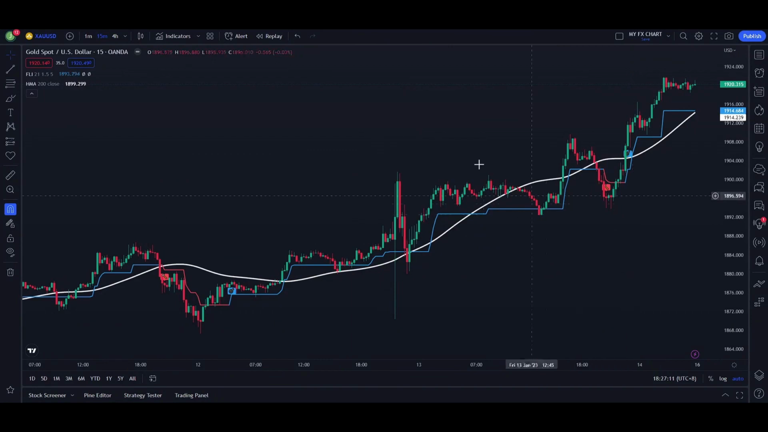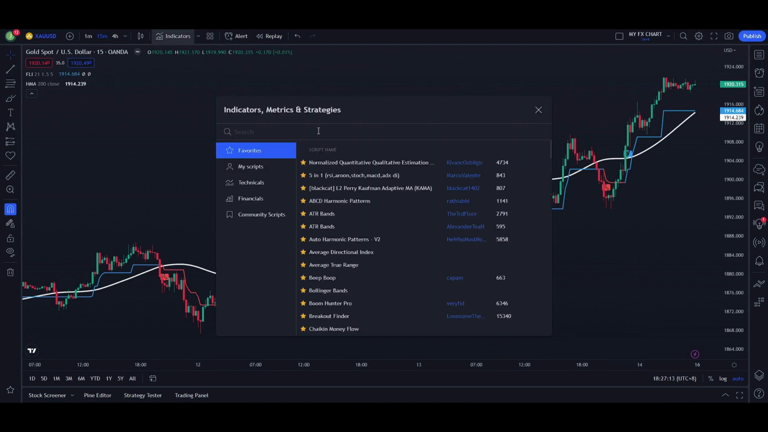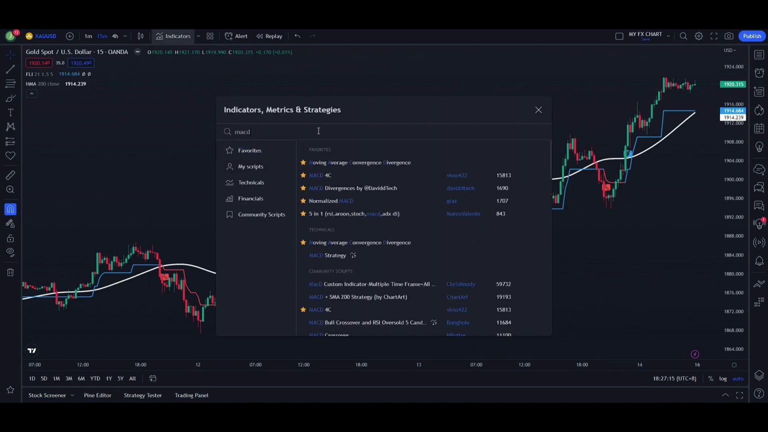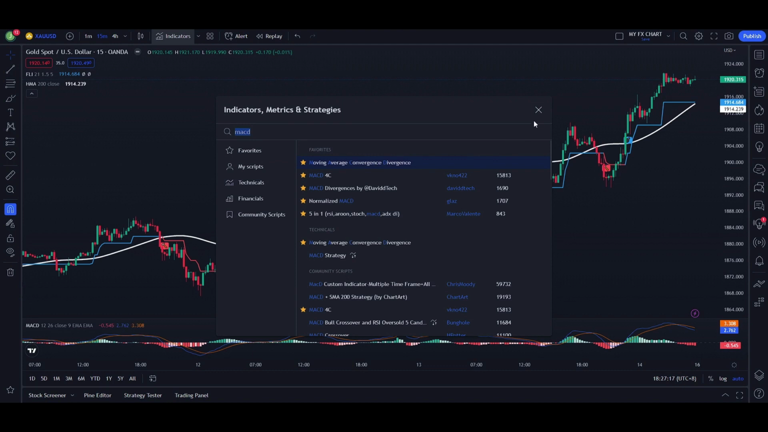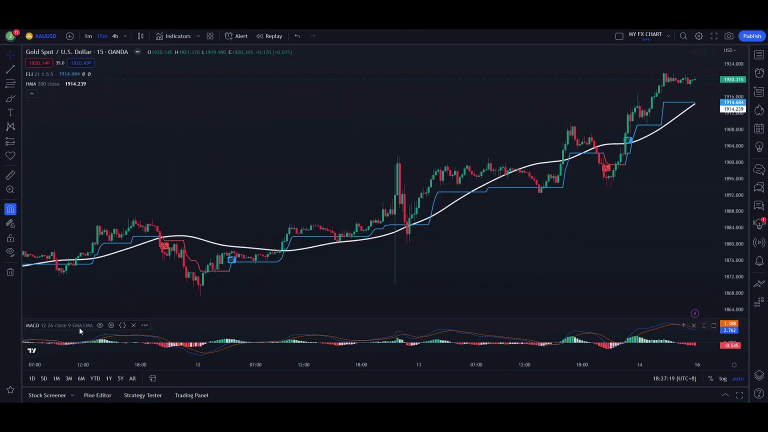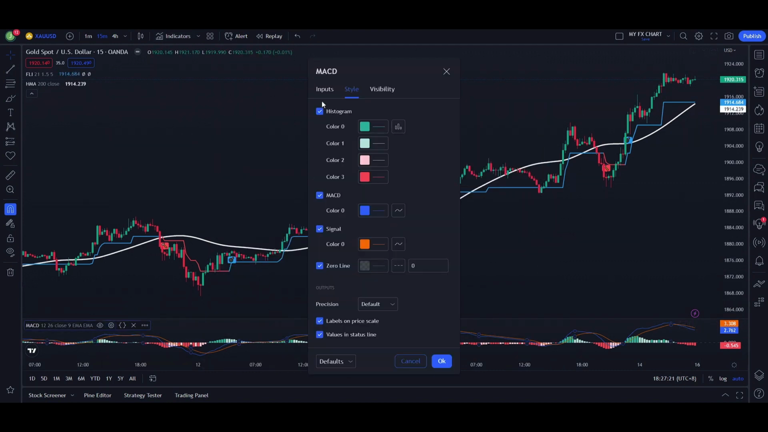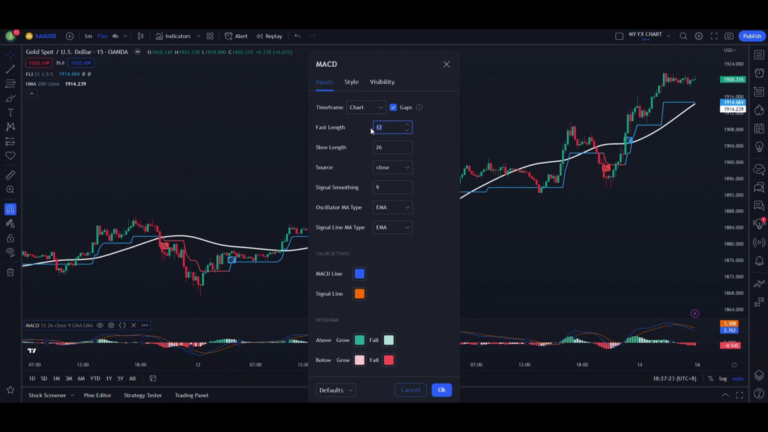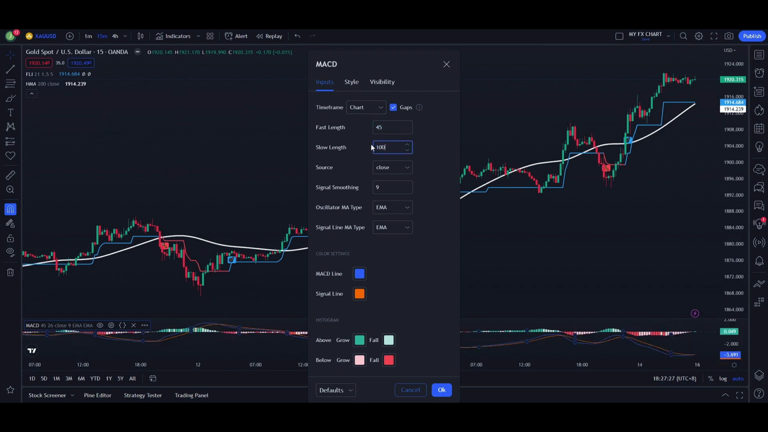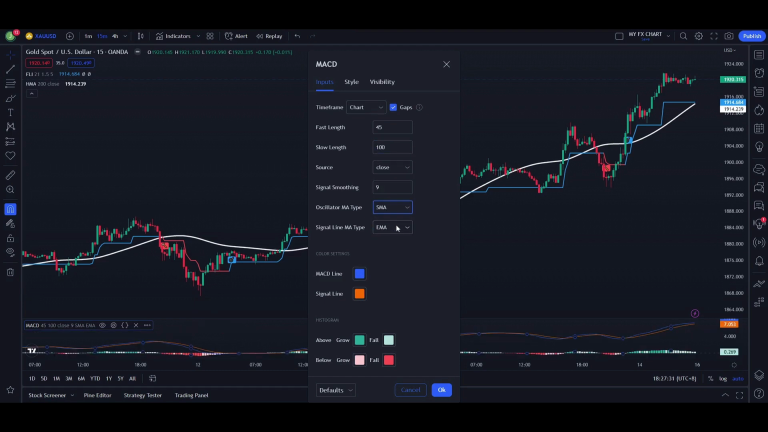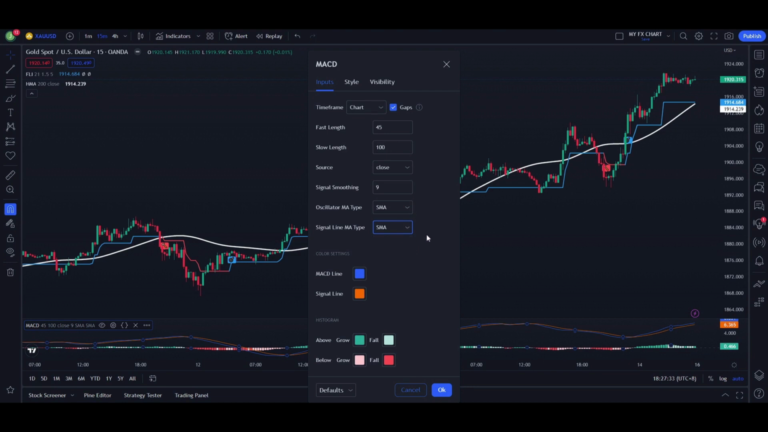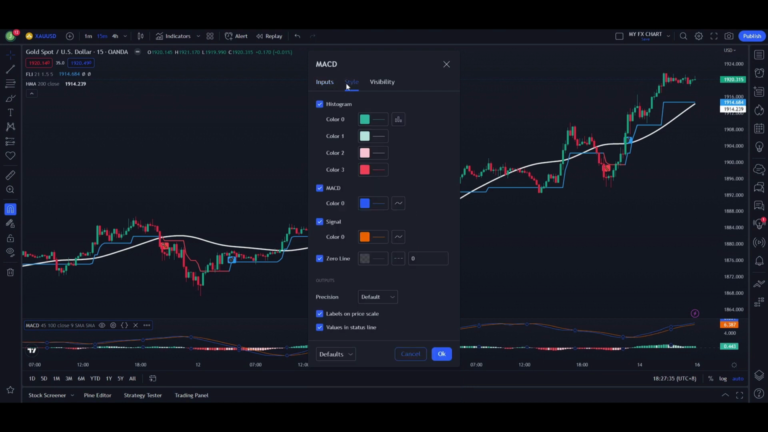We'll be heading over to indicators, searching for the MACD and adding it to the chart. In the input section, we'll be changing the fast length to 45 and the slow length to 100. We'll also be changing the oscillator MA type to SMA and the signal line MA type to SMA. We'll be using this indicator to filter out any fake signals during range market.